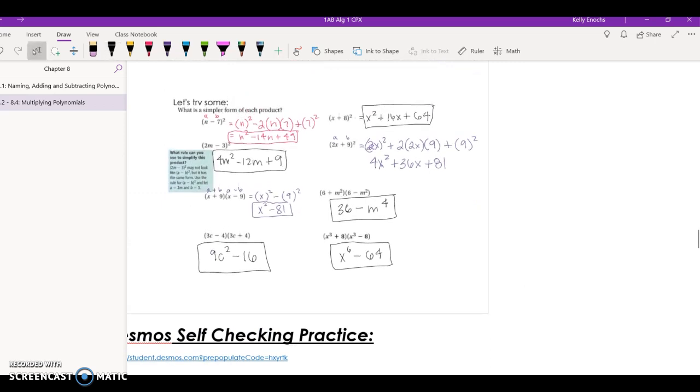Remember, we're going to be practicing all of these multiplying for the next couple of days. So figure out what questions you still have and check to see how your skills are doing in that Desmos practice. Thanks.